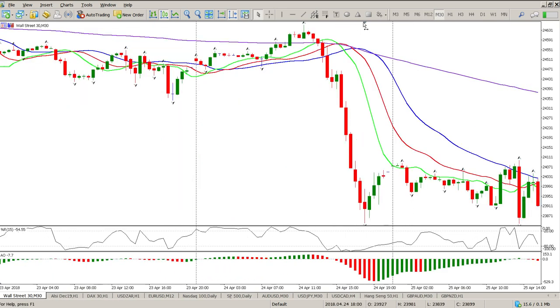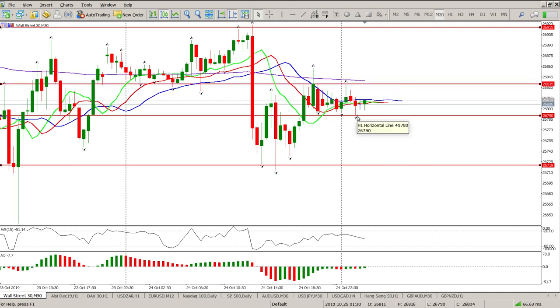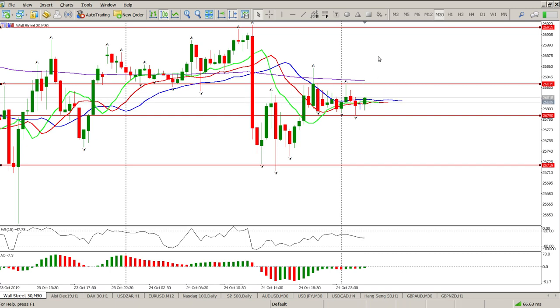Okay, so just moving to the half hour, you'll see a complete different picture from the hour. Here you can see we are consolidating right on the alligator. Alligator is asleep. We're looking for a break, and at this stage, that is my break. So fractal break of 26,790 takes us to the downside. Fractal break of 26,835 could potentially take us to the upside, although I'm not entirely convinced because we do have the 200 EMA above it.